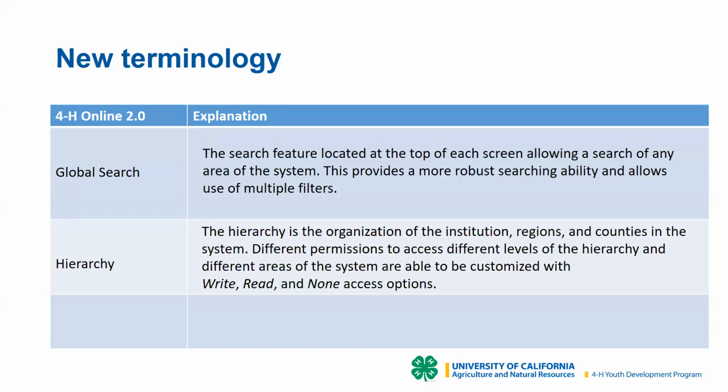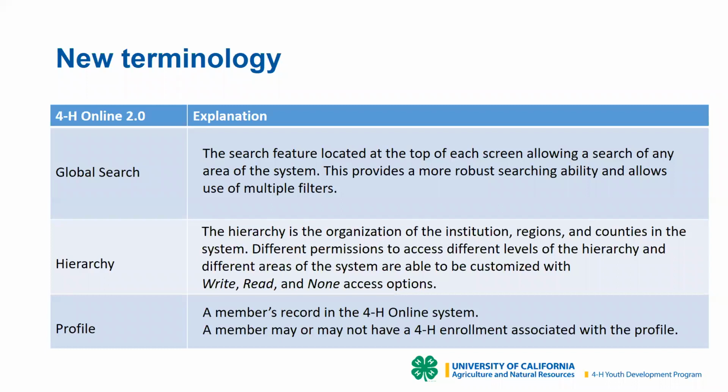Hierarchy. The hierarchy is the organization of the institution, regions, and counties in the system. Different permissions to access different levels of the hierarchy in different areas of the system are able to be customized with write, read, and none access options. Hierarchy has the potential to allow individually customized permission to areas in the system. Previously, settings were set at a system-wide level.